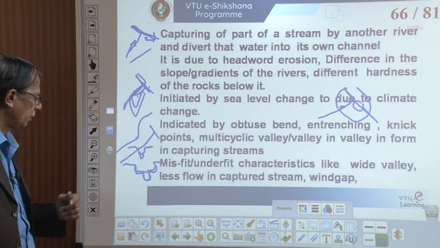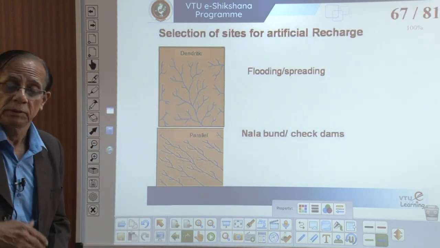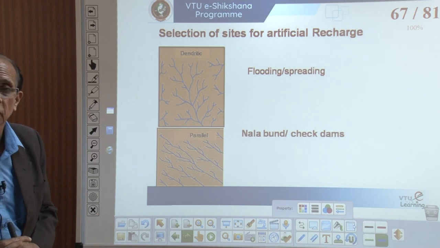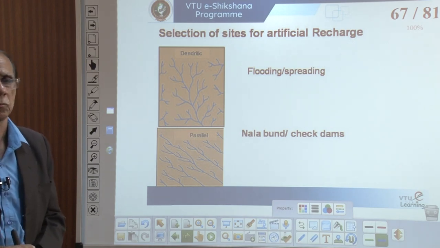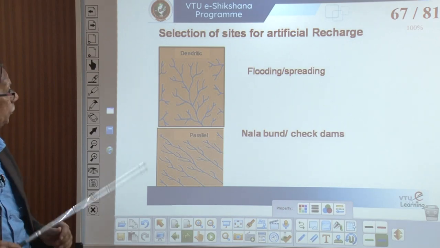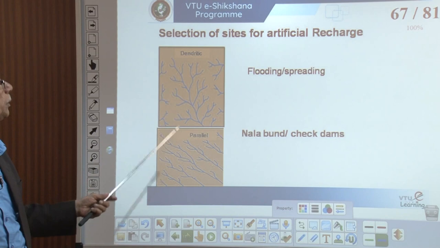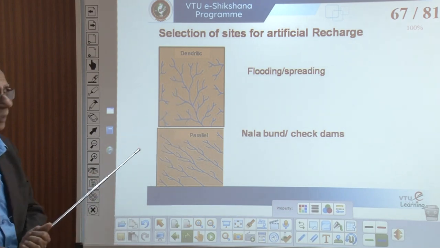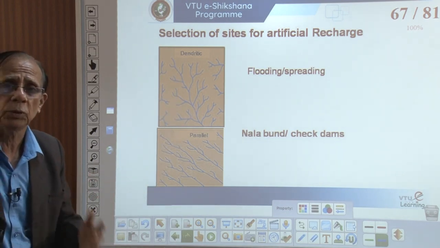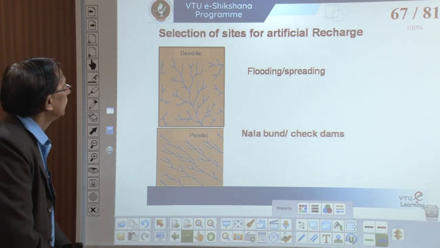Now these are all a message for us. Can we go for construction of interlinking of rivers like this? Now we also use the river basin for many programs like artificial recharge. What are the suitable conditions? What are the methods of artificial recharge? We shall go through them.